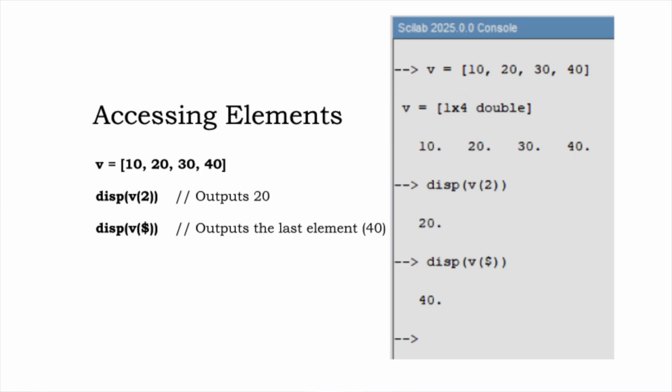Accessing the elements. v equal to 10, 20, 30, 40. Now display v(2) will give an output, that is the second element, 20. Display v($) will output the last element of the vector, that is 40.